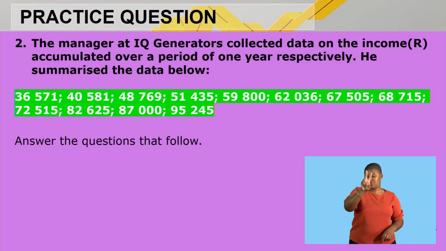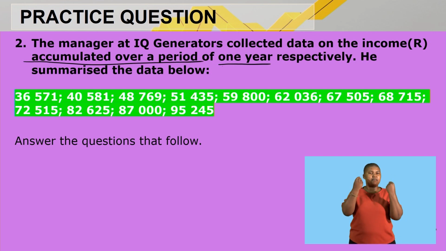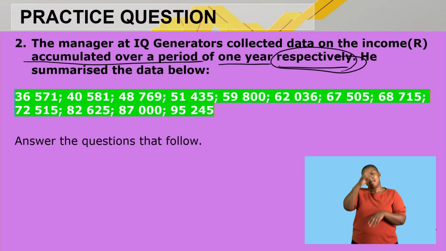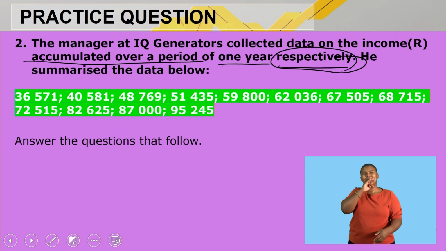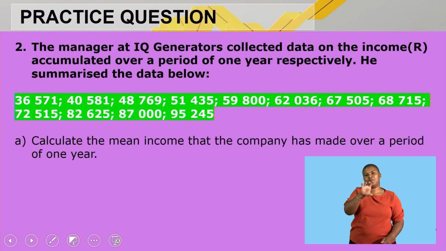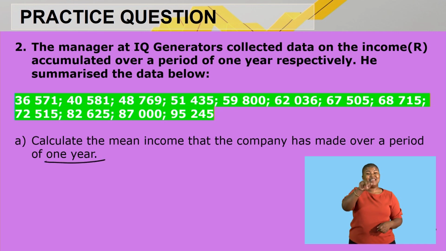The manager at IQ Generators collected data on the income accumulated over a period of 1 year. So this is what the company has received over a period of 1 year, respectively. The word respectively means they follow each other. Meaning if these are the months, it will be January, February, March, April, respectively. So now let us answer the questions that follow. Calculate the mean income that the company has made over a period of 1 year.